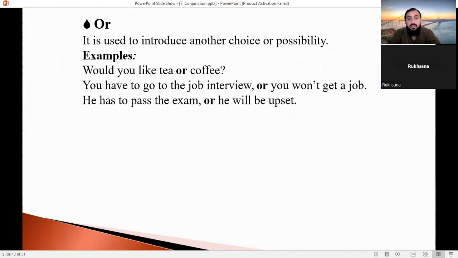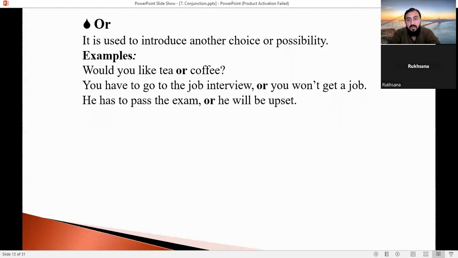You have to go to the job interview, or you won't get a job. Here "or" means otherwise: you won't get a job. Keep one thing in mind: all the conjunctions are not used for a single purpose. They are used for many, many purposes.